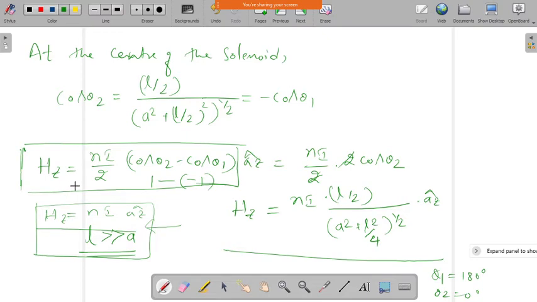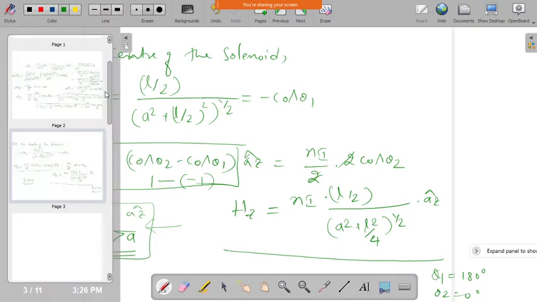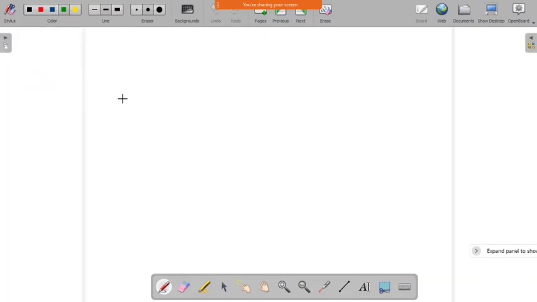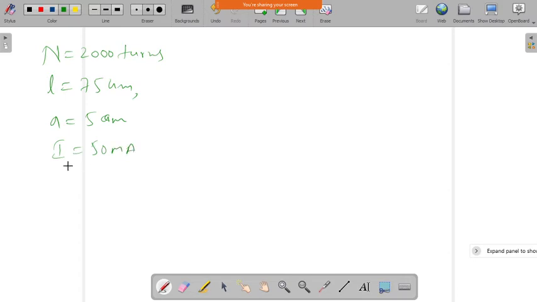Now let us take one such problem where we have a solenoid with N equal to 2000 turns, length equal to 75 centimeter, and radius a equal to 5 centimeter. The current it is carrying is 50 milliampere along the a-phi direction, that is, along the circular path of the solenoid. Now we have to find H.